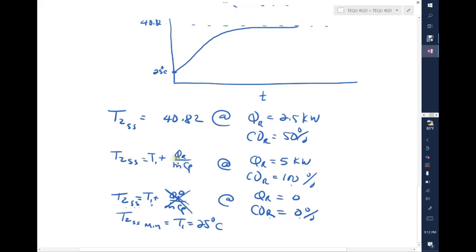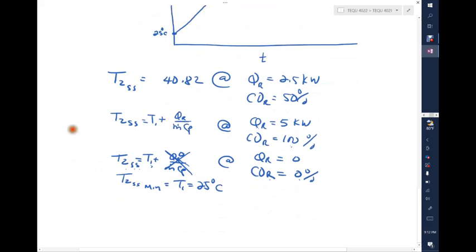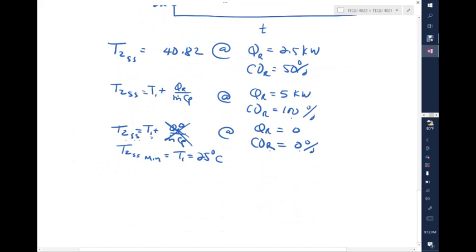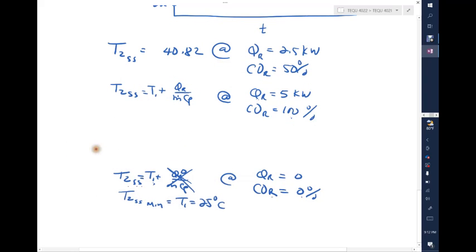What would be the maximum? For the maximum, we have to work out some numbers here. T2SS equals 25 plus QR, which in this case is 5 kilowatt, divided by the mass flow, which will never change, 0.037a, times 4.18, and that will be 56.64. So there we go.